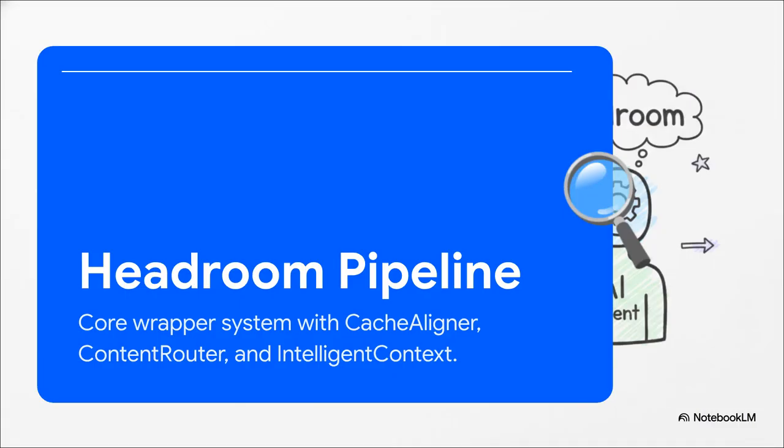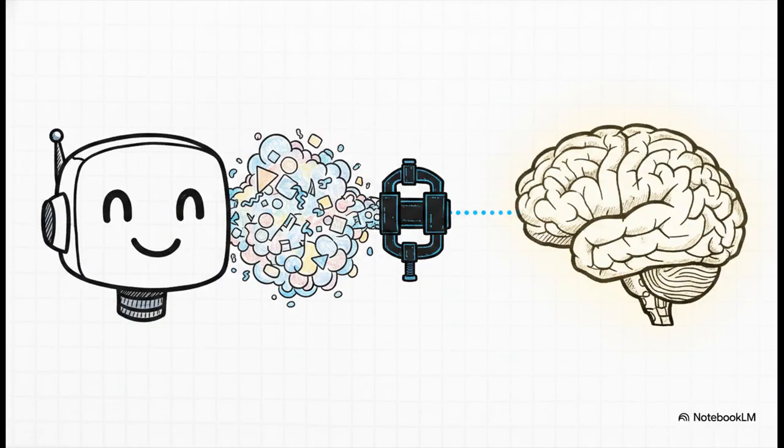Section 3, pattern 1, model wrapping. Now, think of model wrapping kind of like vacuum sealing an entire suitcase of data before you check it in for a flight. When you use the model wrapper, you're engaging the full might of the Headroom pipeline. And this isn't just simple text truncation either. This core system is actually built on 3 sophisticated components: the cache aligner, the content router, and intelligent context. Working together, they analyze your entire conversation history and intelligently compress it. It perfectly preserves the semantic meaning, but drastically reduces the raw token count, and it wraps around the Strands model interface completely.